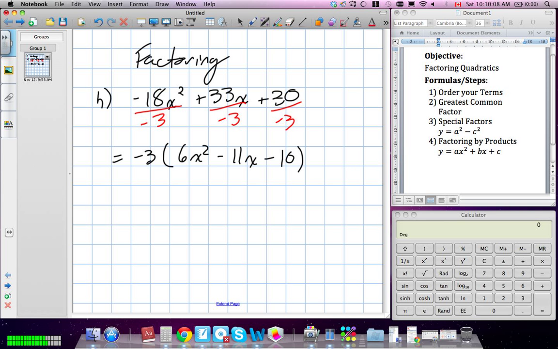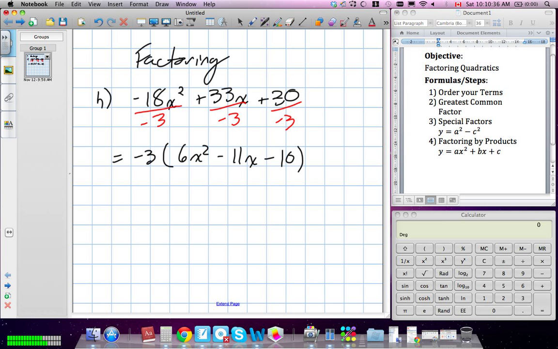Greatest common factor, check. Is this a special factor? In other words, is it a difference of squares, what we have here in the brackets? No. We got 3 terms, right? A difference of squares has only 2 terms, and there's a subtraction sign between. Okay? So we got 3 terms. We know we're not dealing with that special factor. So it'll be like this. That's the next thing we're going to check.